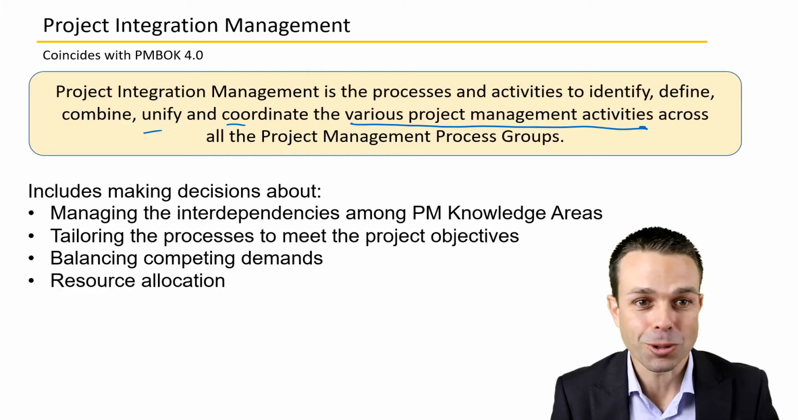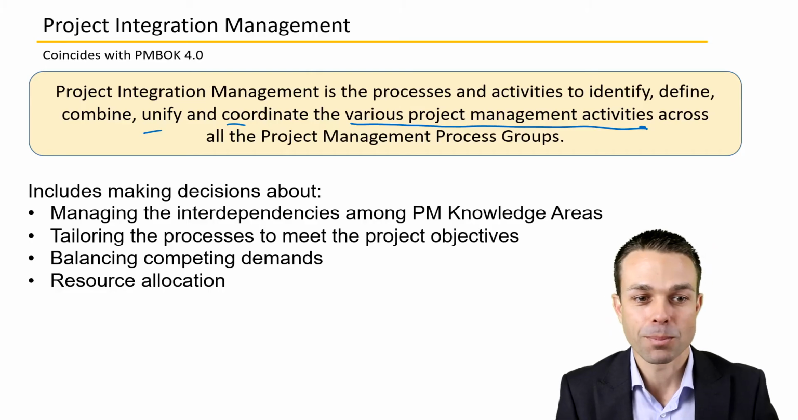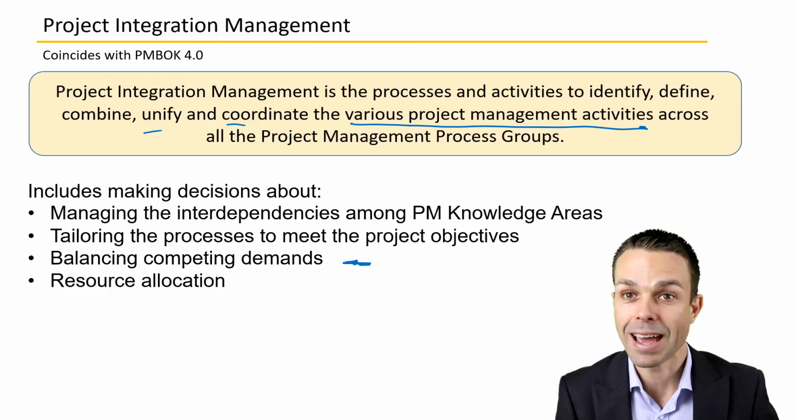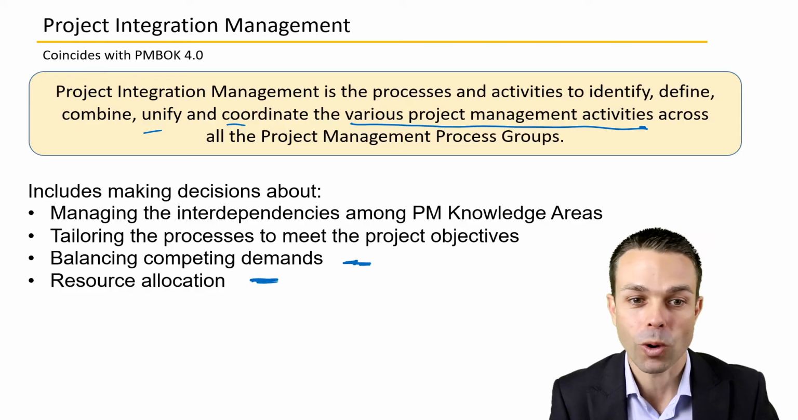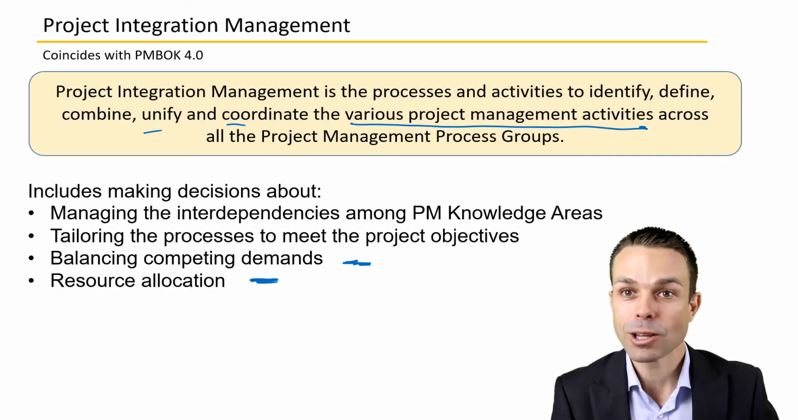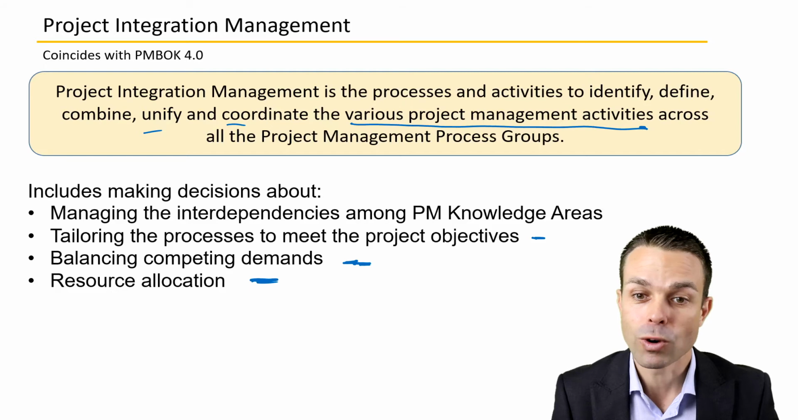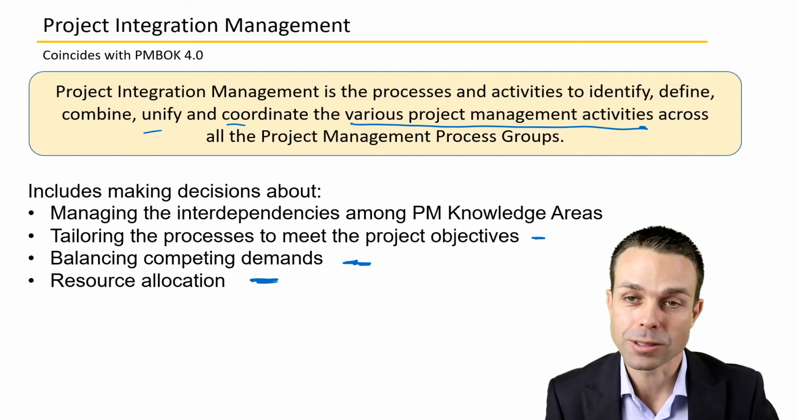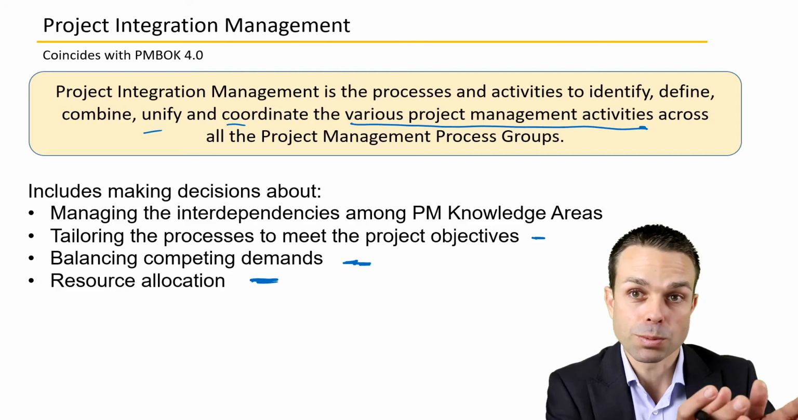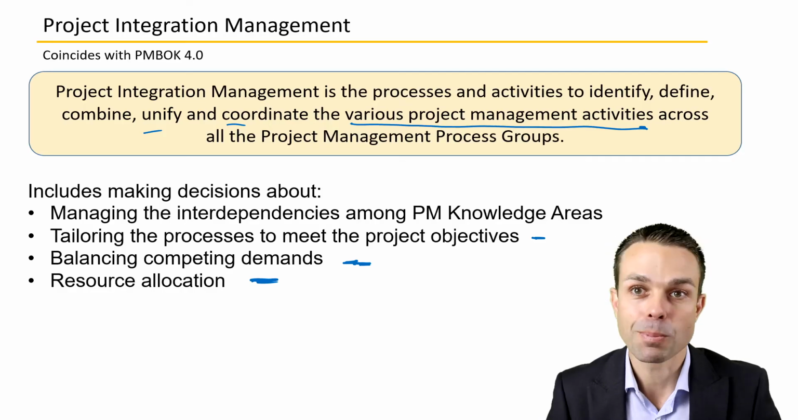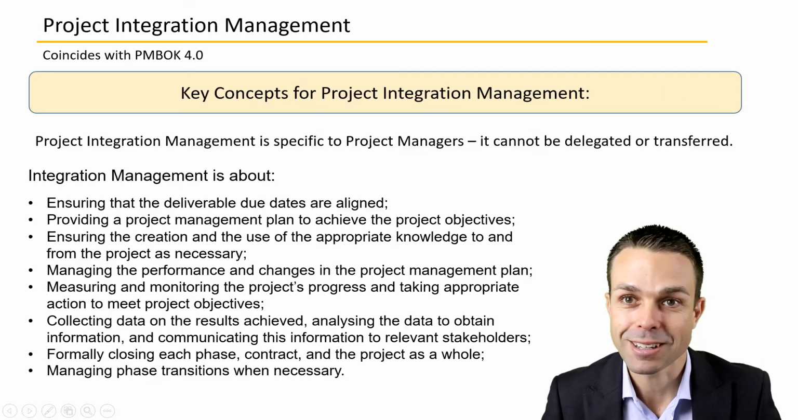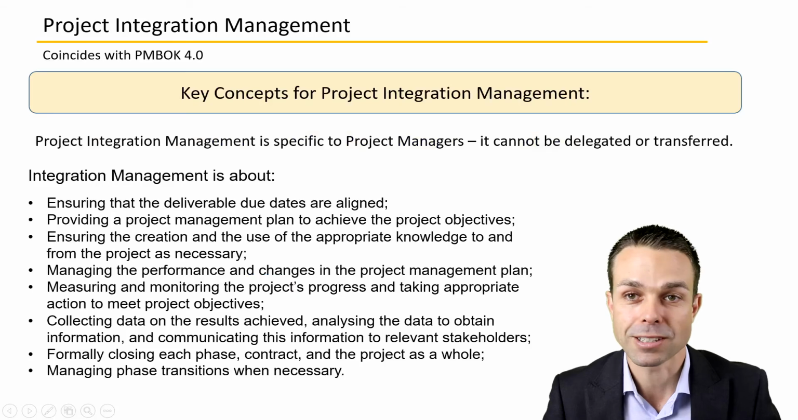Of course, to do that, we need to do things like balance the competing demands of the project and maybe the stakeholders. What resources are we allocating? Who is doing what and why? And we're tailoring those processes to meet the project objectives. We may not need to use all of those processes, or we may just use a small amount of one instead of a large, depending on the type of project that we're looking into or actually delivering.